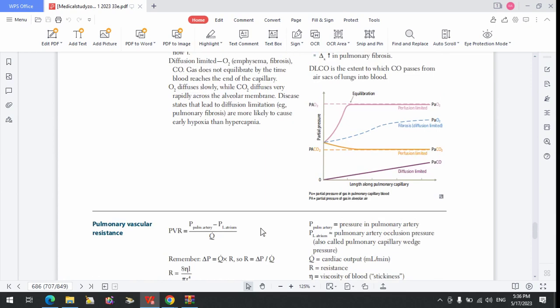If it's the femoral artery, we just call it Pa. We shall know that it's an artery that we are taking. Okay, it's an artery. Exactly.